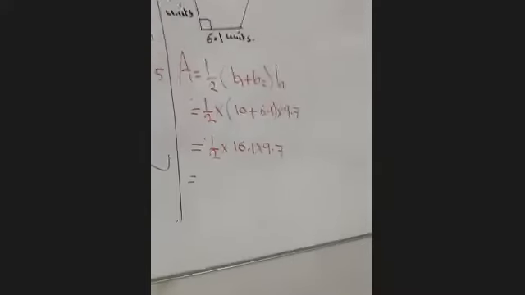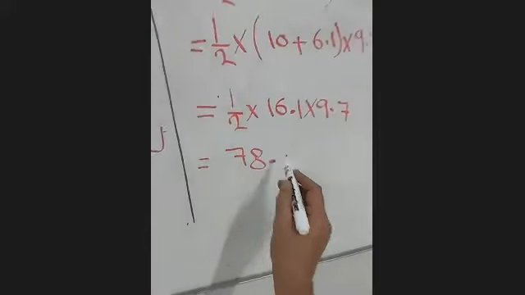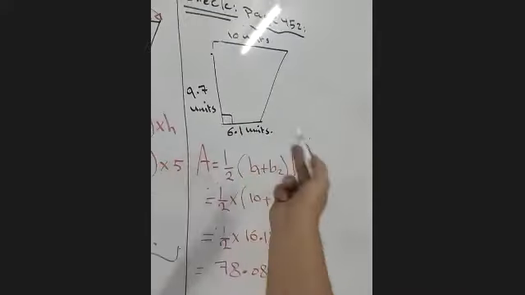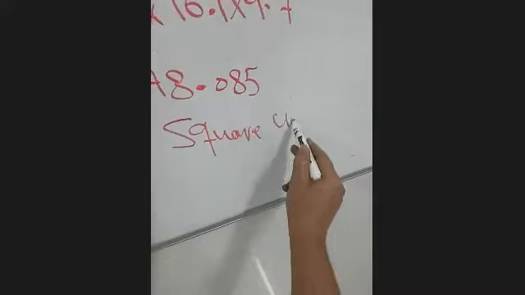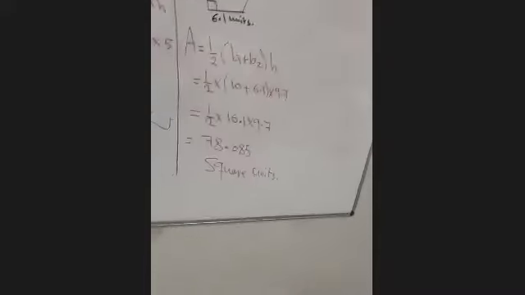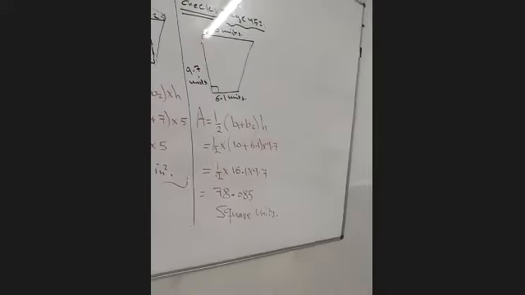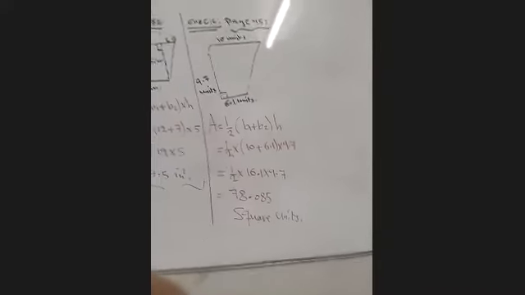Do you know the answer? The answer is 78.085. Of course, multiply, divide, do what you want. Now the unit here, they wrote units. So what will I write here? Square units. Or units power two, like inch power two, it's the same. So this is the check, guys. Copy it, please. Thank you, Omar. Copy the check.